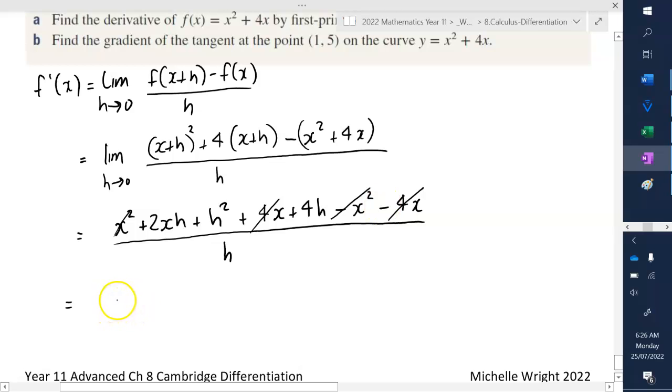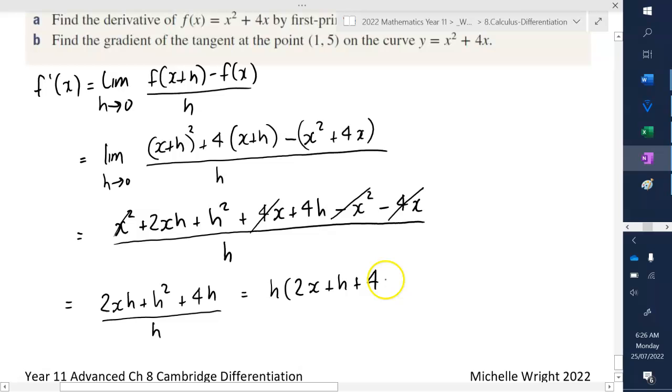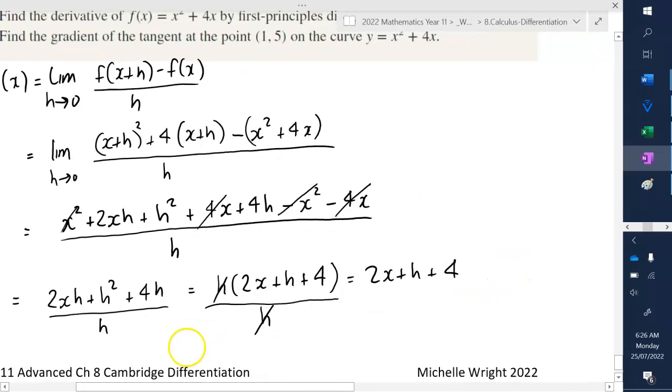Okay. So 2xh left, h squared, 4h, and all over h. I'm going to pull the h out of that top line now. So I'm left with a 2x plus h plus 4, all over h, which gives me a 2x plus h plus 4.